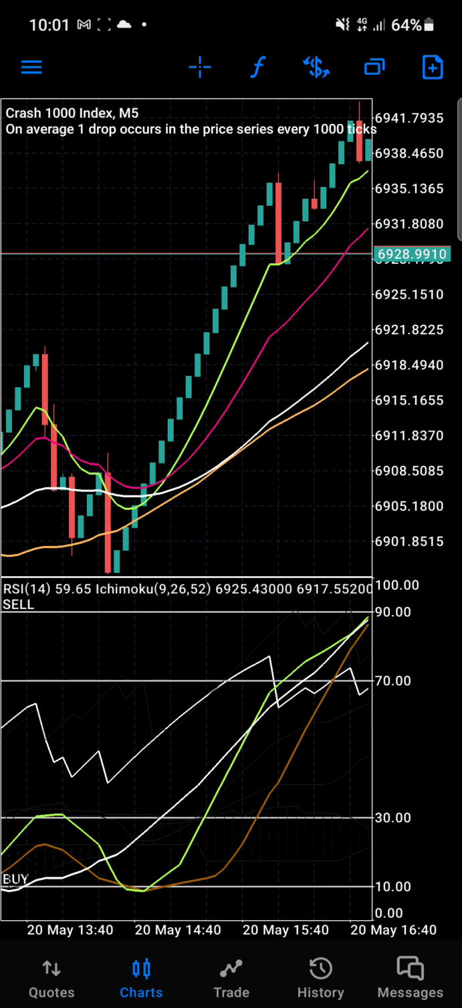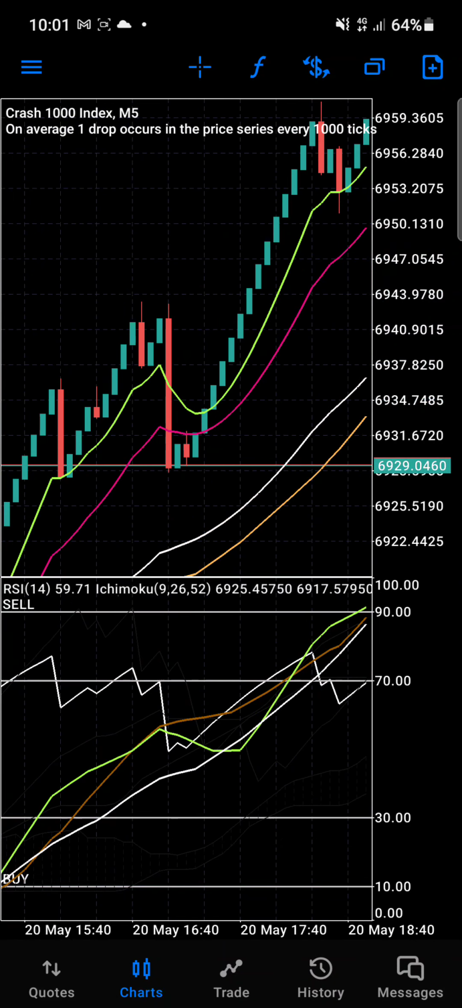Okay, so let's see more. Right here is another one. You can see it right here. It was above the moving average 55. It kept on going up and up.